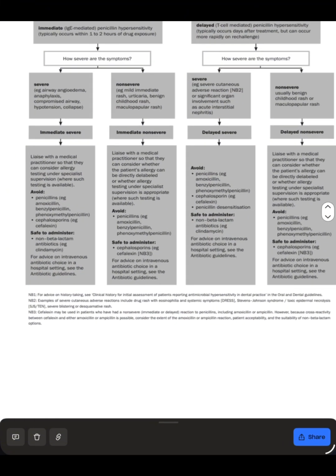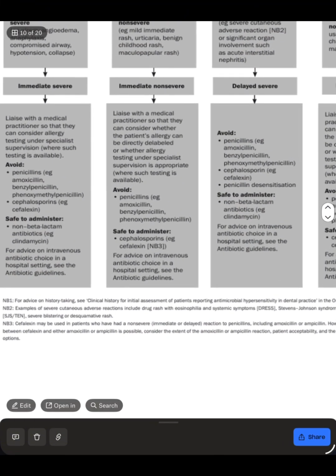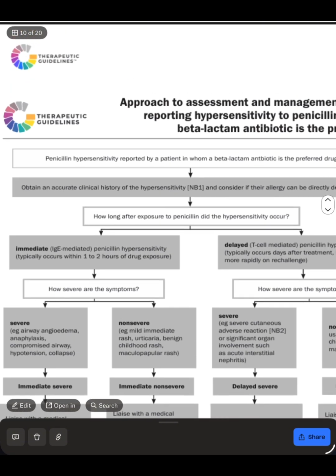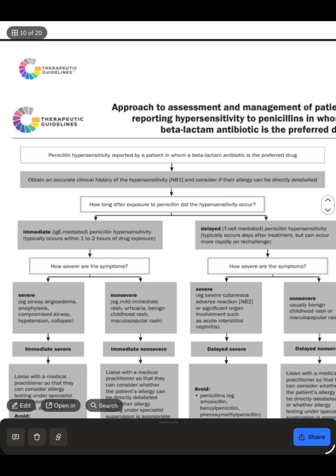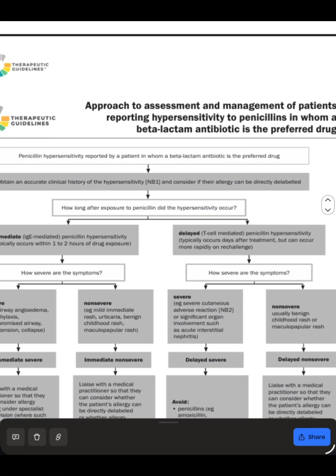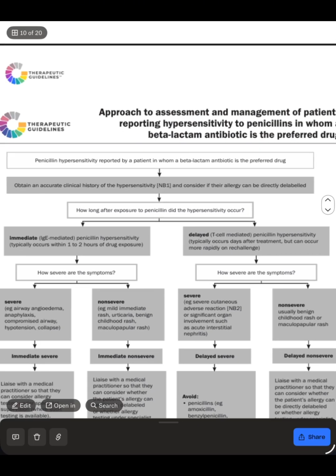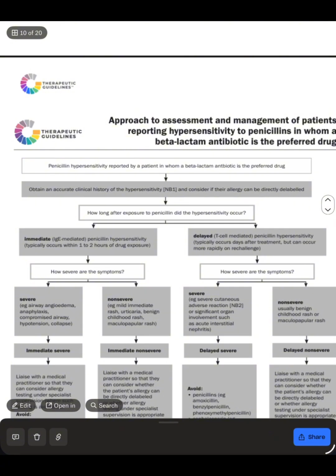Now, it says NB1. We'll read what NB1 means. For advice on history taking, we already read before what questions we need to ask the patients. Now, obtain an accurate clinical history of the hypersensitivity and consider if their allergy can be directly delabeled. Then we need to ask how long after exposure to penicillin did the hypersensitivity occur, just to find out if it was an immediate reaction or a delayed reaction.